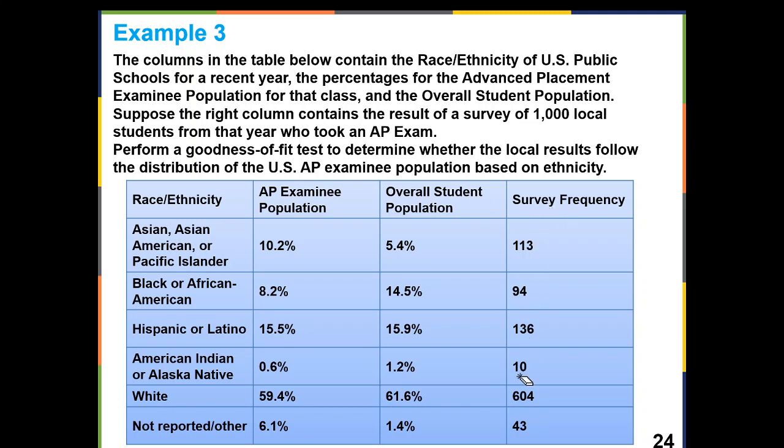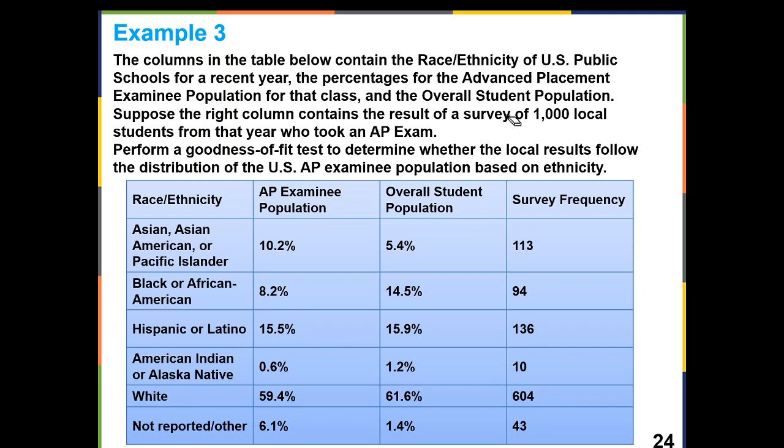We're going to compare this column with this column. The only difference is that here, these are given in percentages. So you have to take the total, which is 1,000 students, and find the percentages of 1,000 and put it here. And then put these as observed in L1. Put these in L2, not the percentages, but the numbers. You get the numbers by taking 10.2% of 1,000, 8.2% of 1,000, and so forth. So you can compare them. I'll let you read this in the notes.